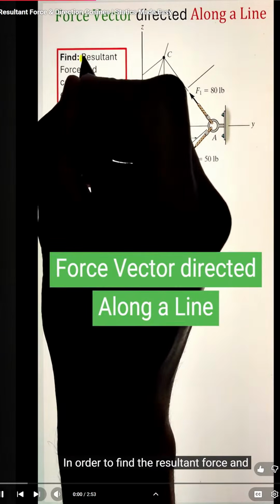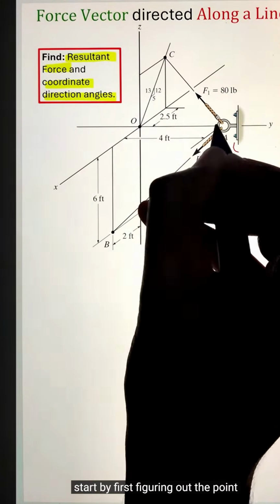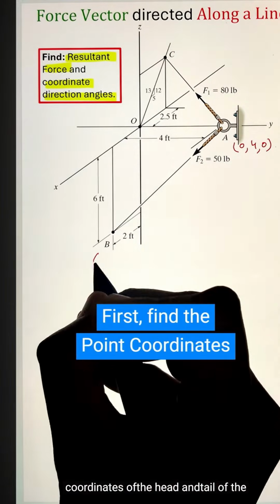In order to find the resultant force and coordinate direction angle of the couple of forces acting along the line, we can start by first figuring out the point coordinates of the head and tail of the force vector.